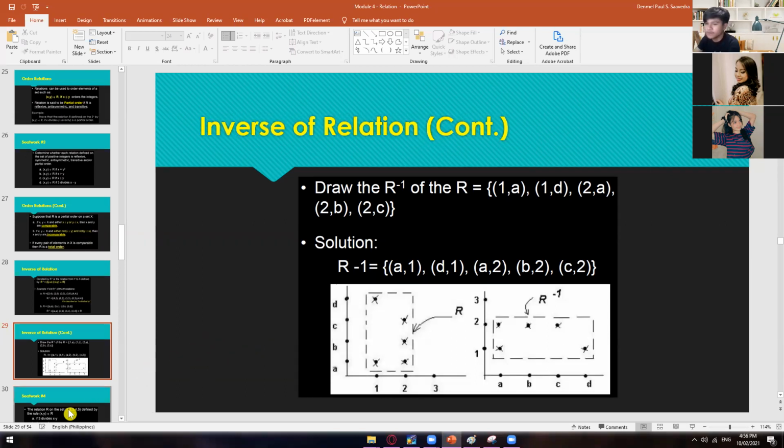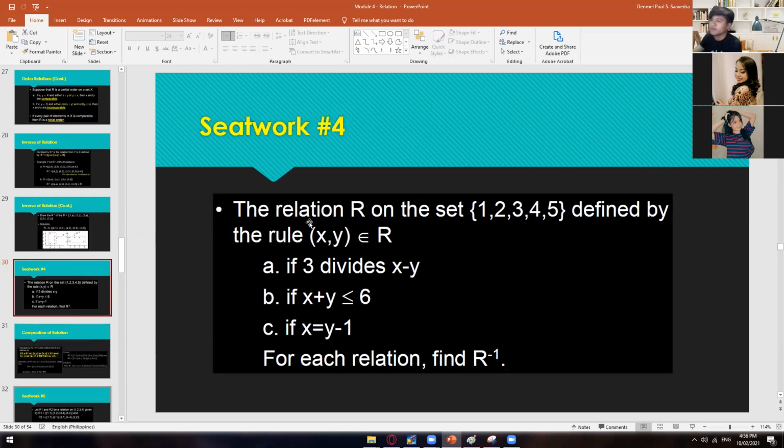All right. So if there are no questions, then this is now your seat break number 4. So the relation R is on the set 1, 2, 3, 4, 5, defined by the rule (x, y) is an element of R. Okay. So in here you only need to find the original set of ordered pairs and then inverse that ordered pair or that relation. Okay. So just a two-step process. Okay. So we have 3 numbers for this one: A, B, and C. All right. So any questions so far regarding your seat break number 4? Wala po. All right. So again, you can do this one using Microsoft Word or handwritten.